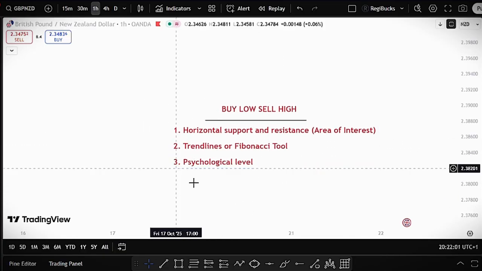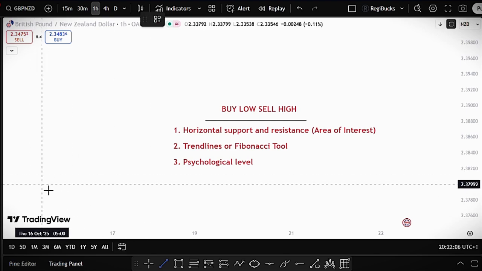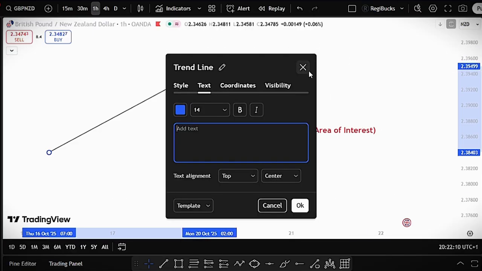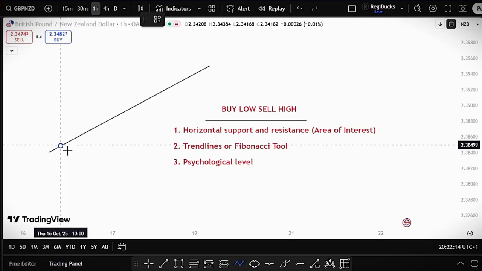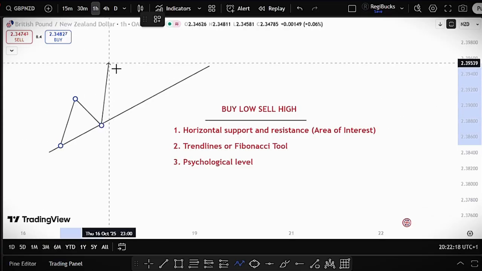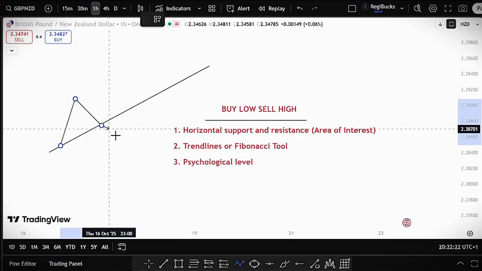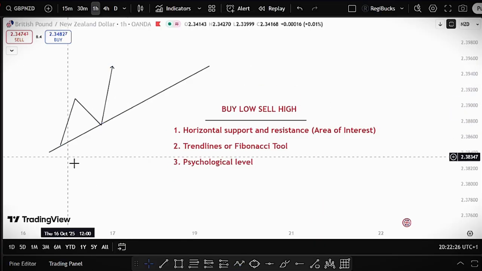So now trend lines. Most people draw their trend lines wrongly. So how do I draw mine? Let's say I'm seeing a trend line here. Before I can draw a trend line, I must see a three wave move. That's basically a low, a high, a higher low, and a higher high. This is the only reason I'll draw a trend line.